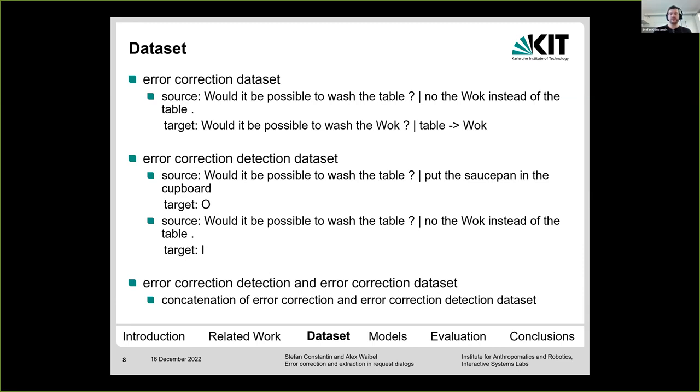An example is the following source target pair. Would it be possible to wash the table? No, the rock instead of the table as source. And would it be possible to wash the rock? Then the pipe symbol, table, then error, rock as target. In the error correction detection dataset, there are request correction pairs which have the target I, also for in, and request pairs which have the target O for out. The error correction detection in error correction dataset is the concatenation of the error correction and error correction detection dataset.